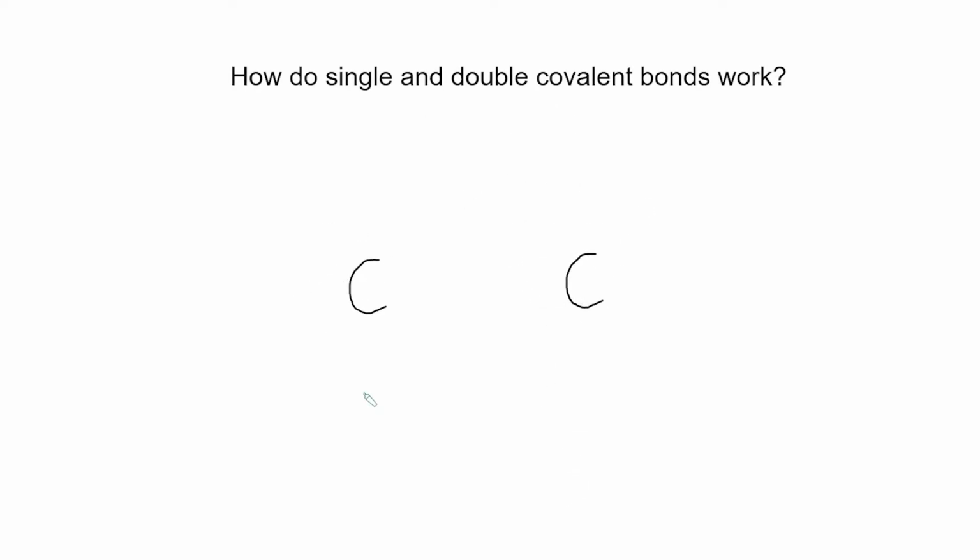To understand a double bond, let's first look at a single bond. Single bonds are formed by the overlapping of areas of electron density between the s orbitals of two atoms, and we can draw them like this. We call this a sigma bond.